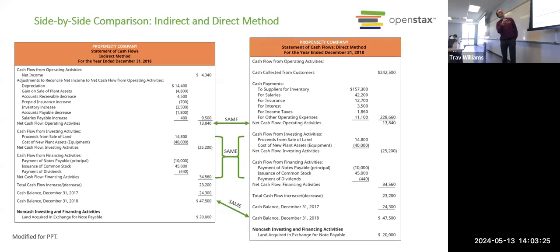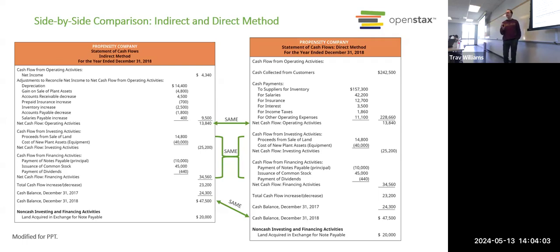So here on the left, you see the indirect method. On the right, you see the direct method. Let's start at the bottom. The total cash flow at the end and the total cash flow at the beginning are going to be the same. The change in cash flow is going to be the same. The financing section is going to be the same. The investing section is going to be the same. And the net cash flow from operating. Basically, everything from this point down is exactly the same, whether you're using the indirect or the direct method.